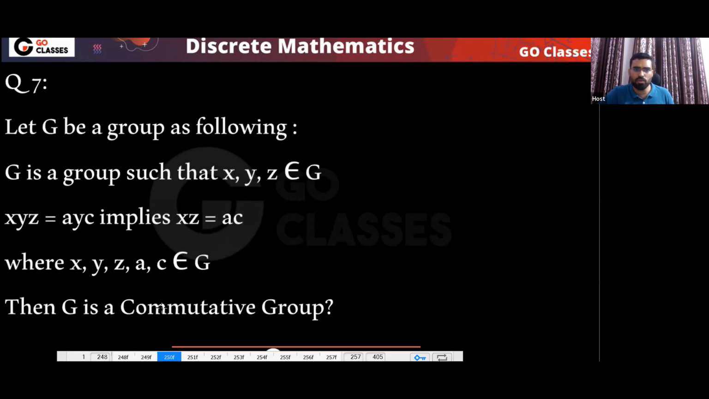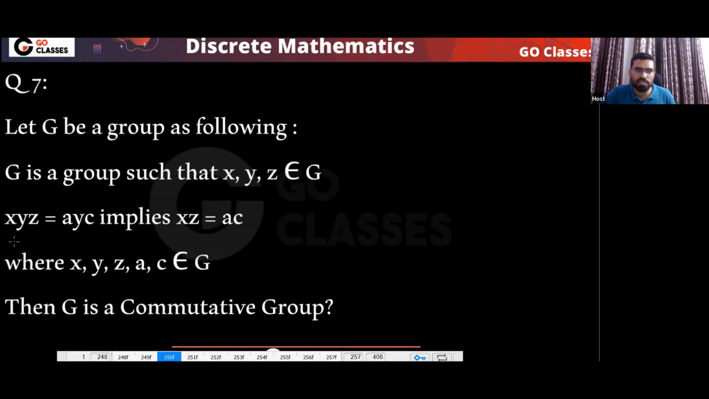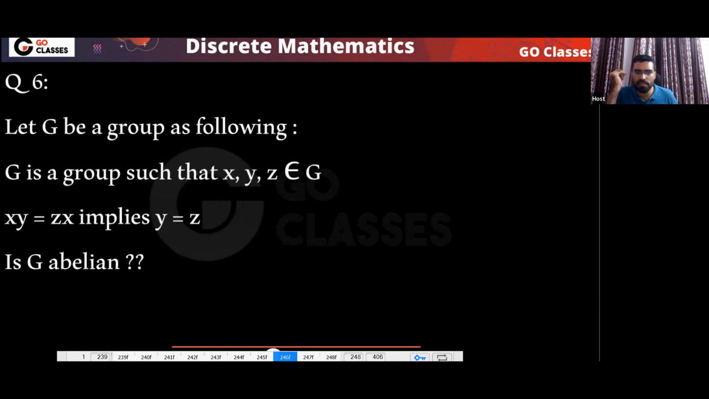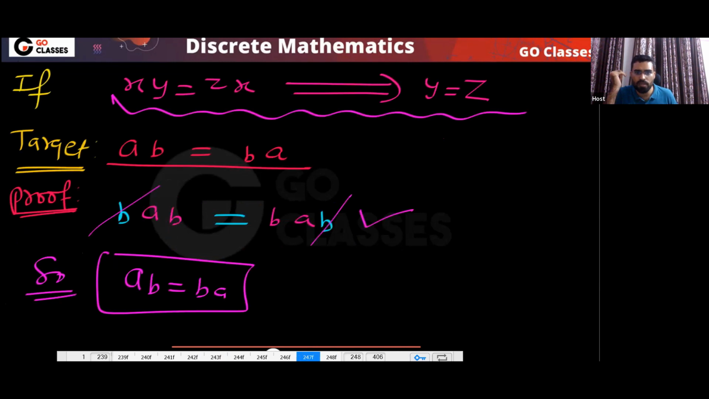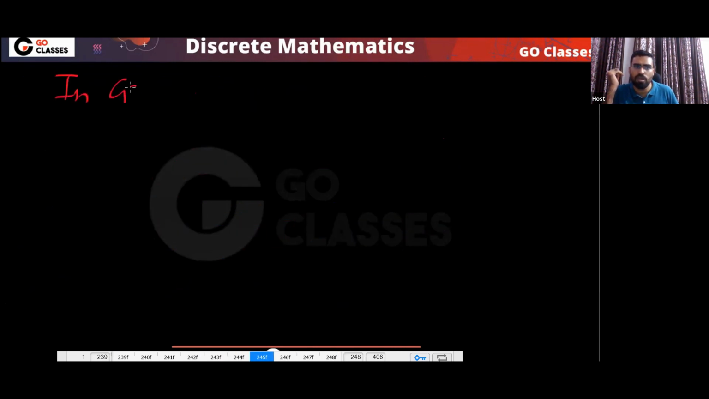Okay, similarly you can do this question. This is also very simple. So what will you do? The question is saying that you can delete in the middle. See, a group does not allow deletion in the middle, right? In a group you can do left cancellation, right cancellation, but you cannot do middle cancellation.